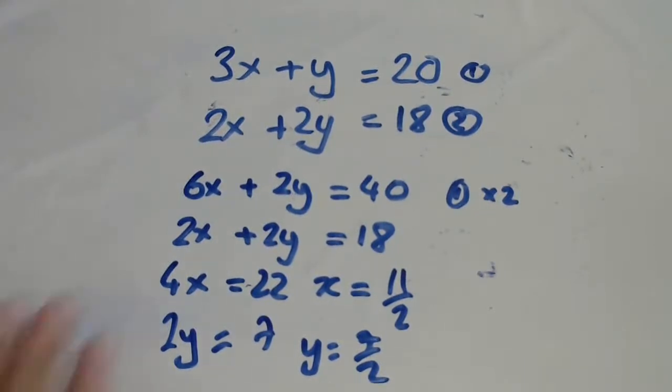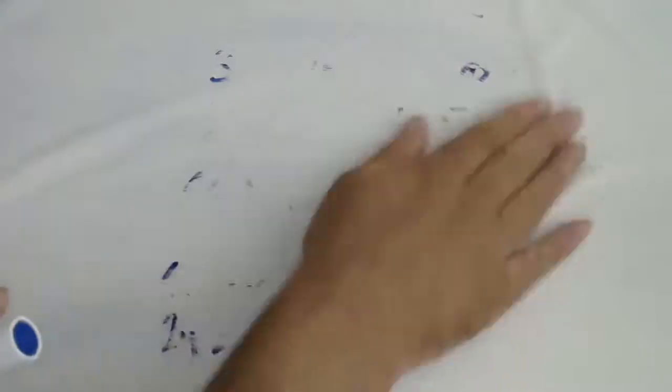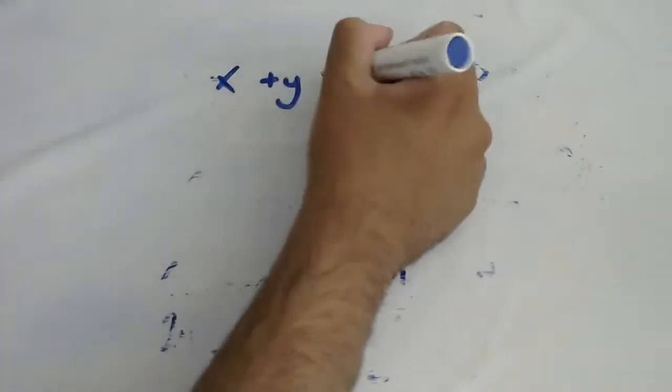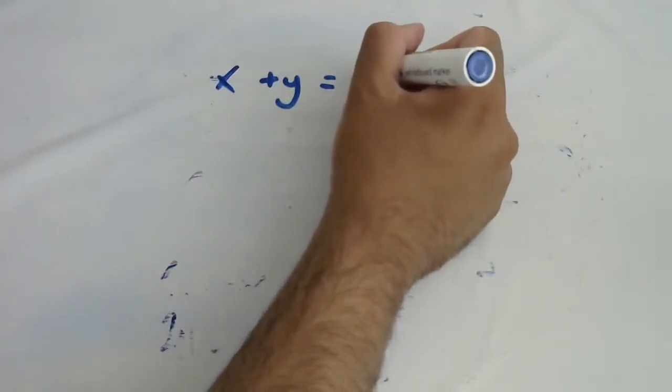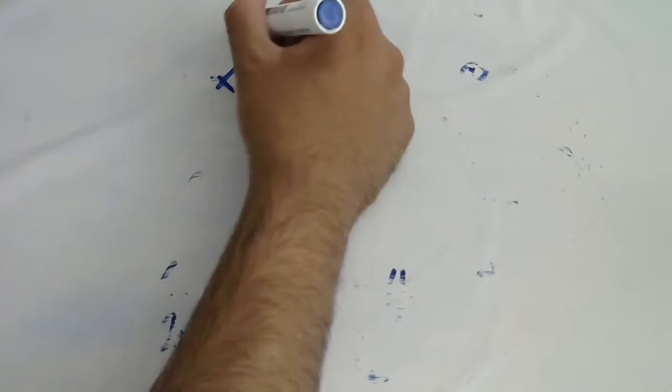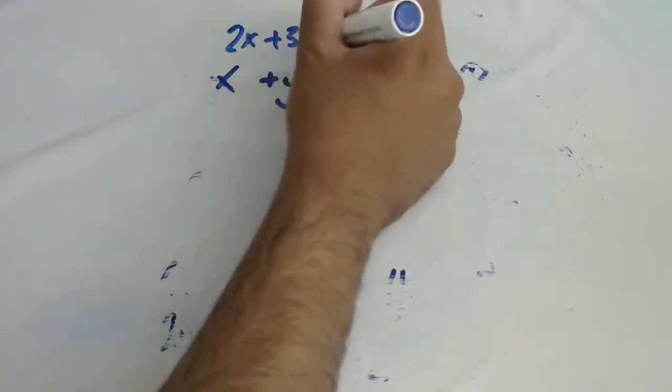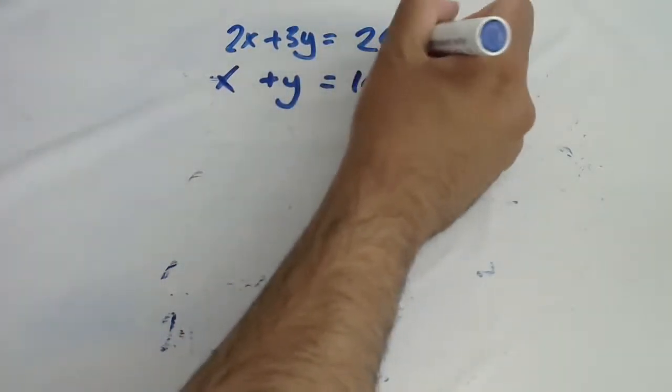Good. Right, so here's one for you to try. It's going to be a little easier. I'll make a nice little one for you. So here you've got x plus y equals 10, and you've got 2x plus 3y equals 24.